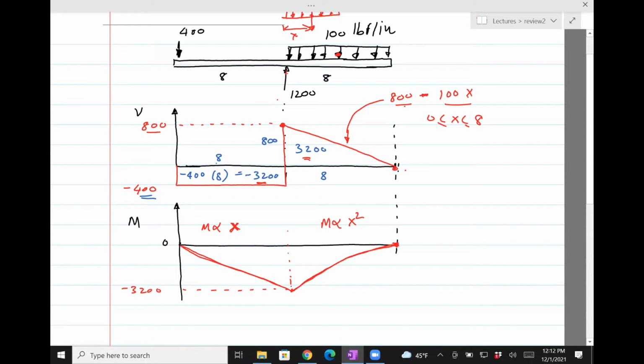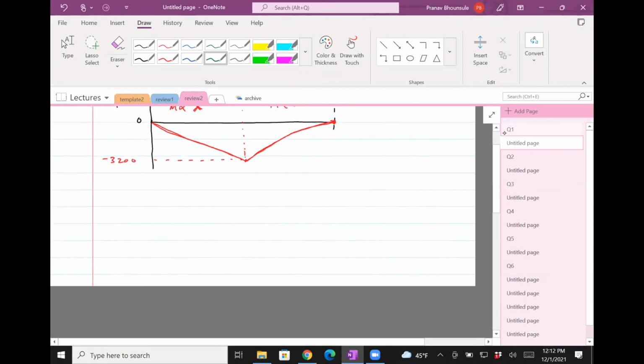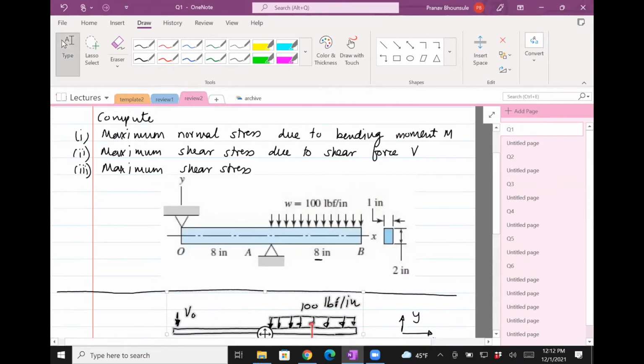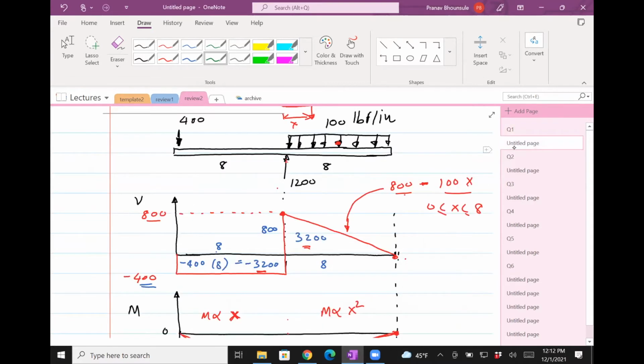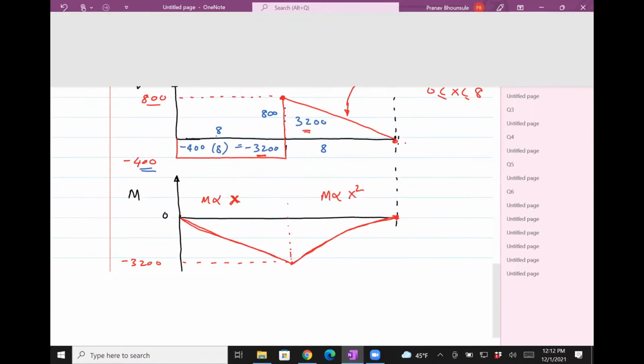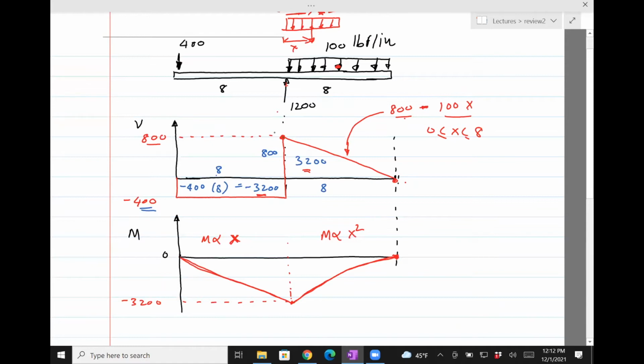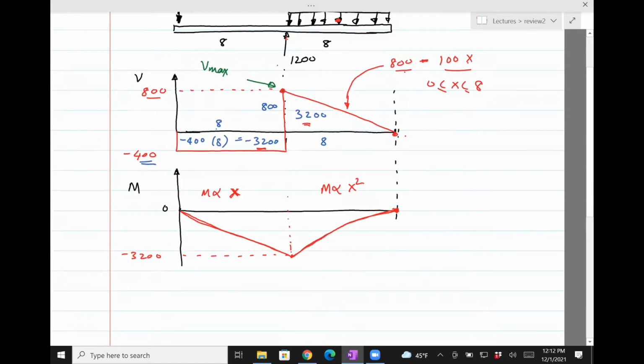Okay, so now we need to go back and solve for maximum normal stress, maximum shear stress. So maximum normal stress due to M, maximum shear stress due to V. We need to locate the point where M is max and locate the point where V is max. And that we can do from this diagram. You can see that V is max here and M is max here.